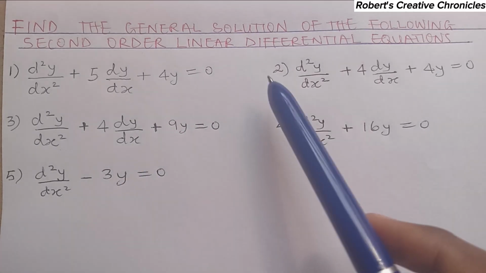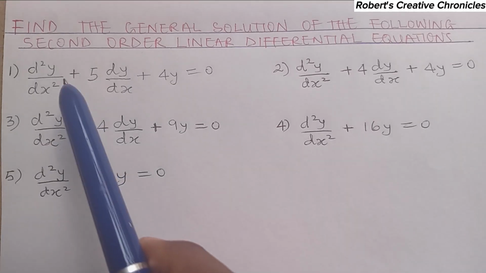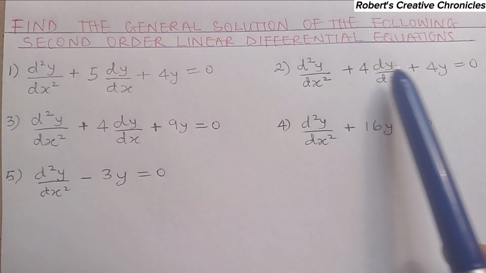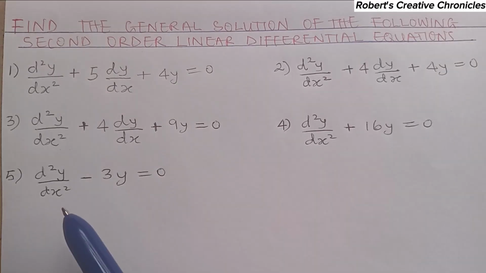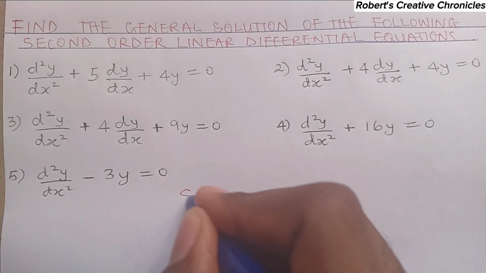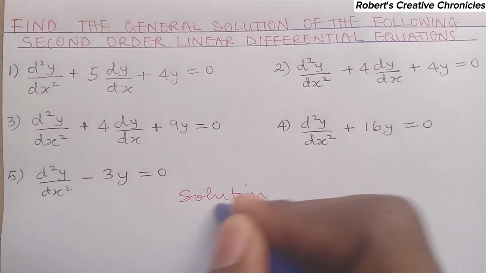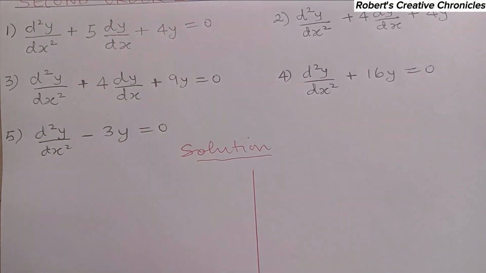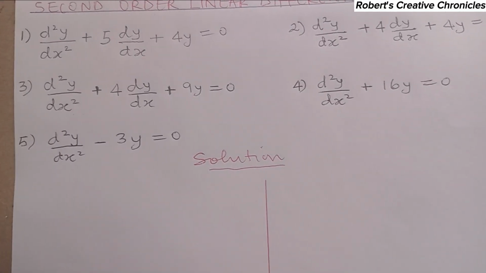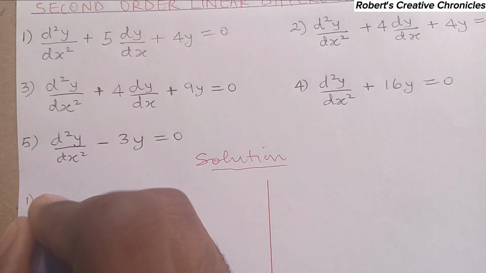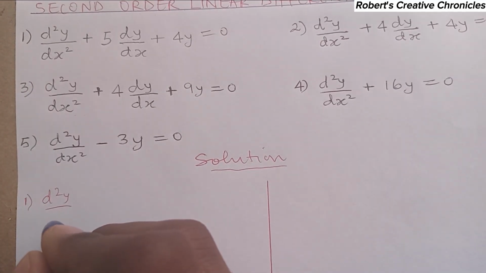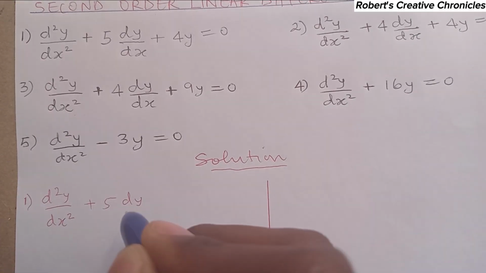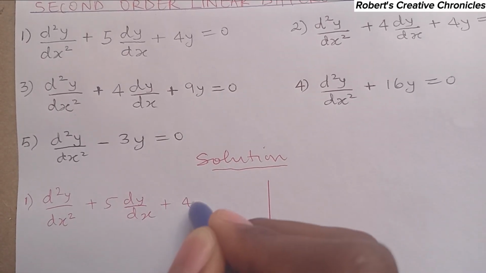So today we'll be solving this question, which states: find the general solution of the following second order linear differential equations. So these are 5 solutions. So now we'll start with the first one. d²y/dx² plus 5 dy/dx plus 4y is equal to 0.